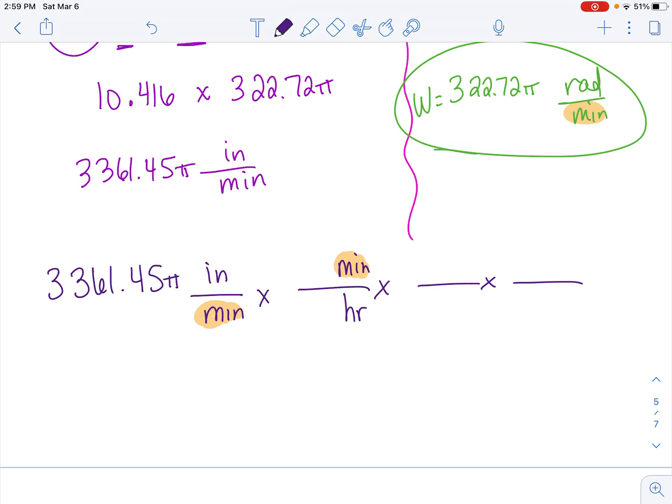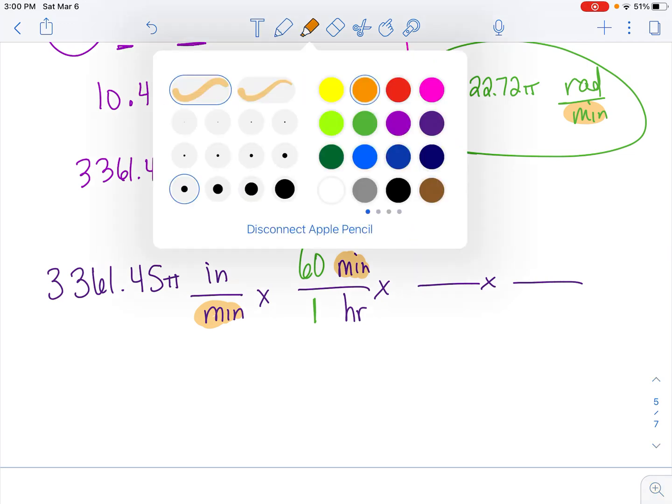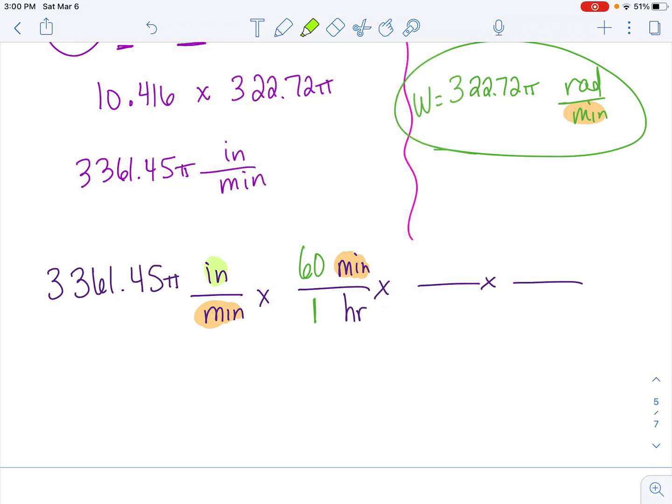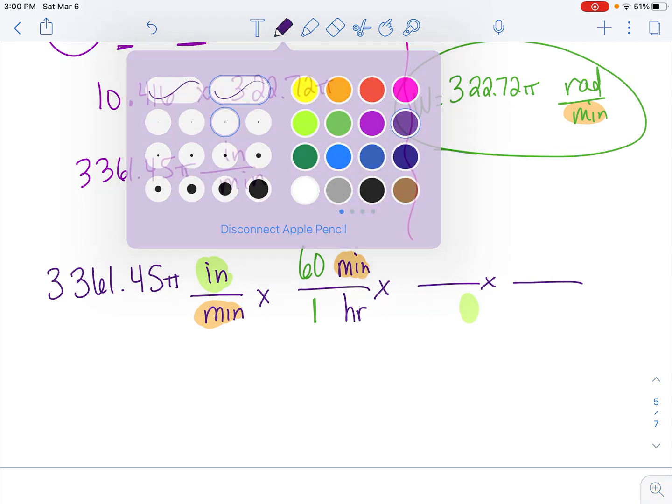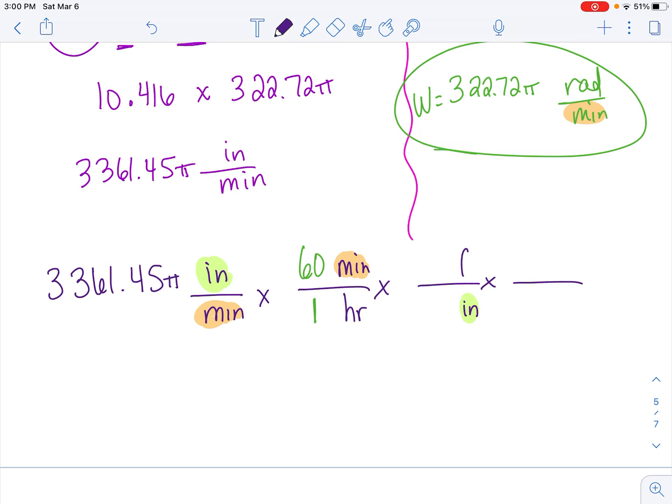Okay, so what do we know about minutes and hours? I'm pretty confident that 1 hour is 60 minutes. So we're going to have to multiply that number on the left by 60. Now I've got to get rid of the inches, so I'm going to have to put inches down on the bottom. So what do I know about inches? I can go inches to feet. I know that 1 foot is 12 inches. So right now my units remaining are feet on top and hours on the bottom. But I don't want feet, I want miles per hour.